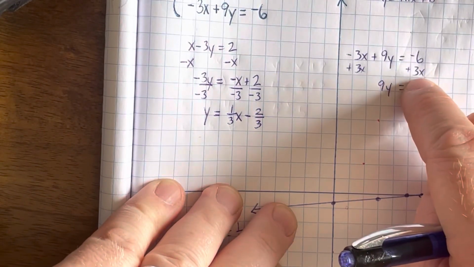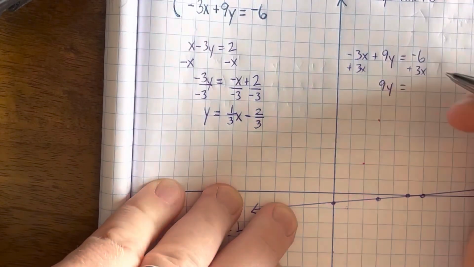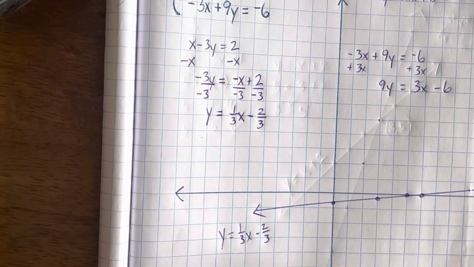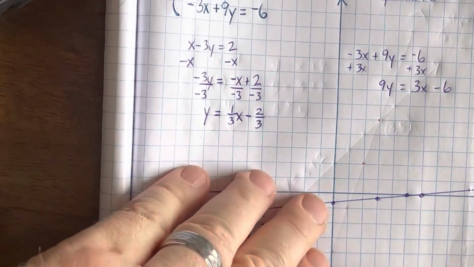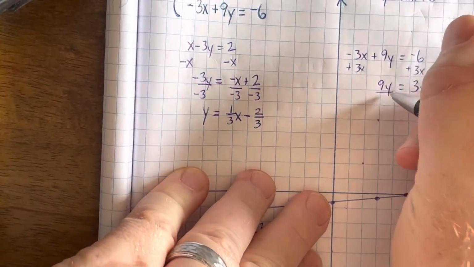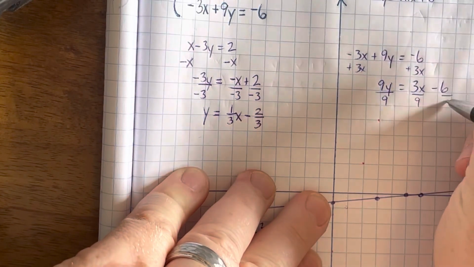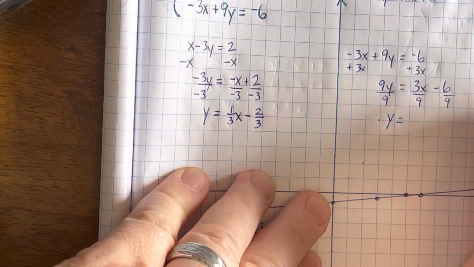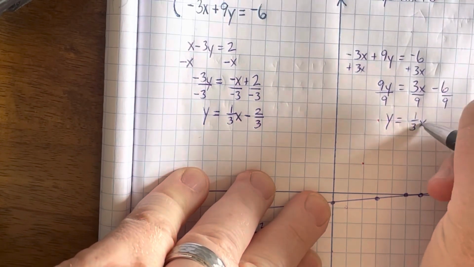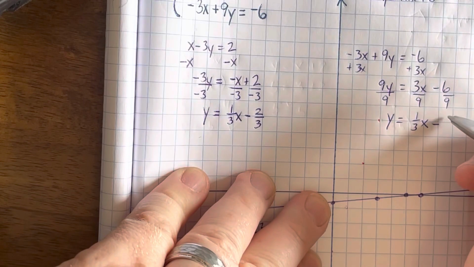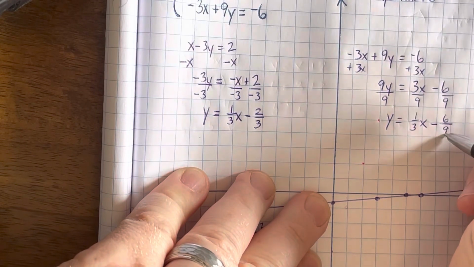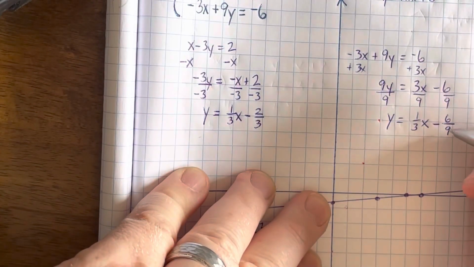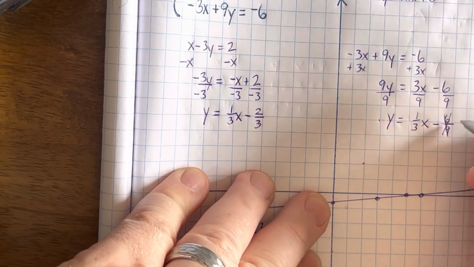Since that's positive, it's going to go up front. It's not going to matter. You're not going to say 3x plus 6. This is a minus 6 or a negative 6. So it's going to be 3x minus 6. Okay. Now, we've got to get rid of that 9. So we're going to divide everything by 9. So y equals 1/3 x minus 6/9, which is basically 2/3. So you put that in lowest terms, that's 2/3.